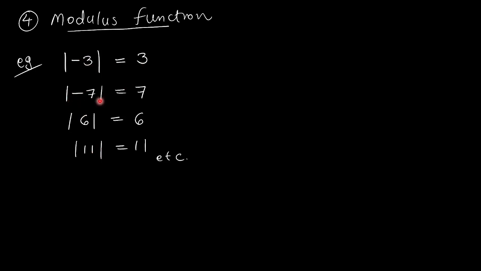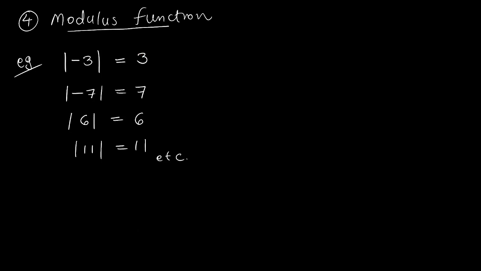Here mod -7. The mod is a tool which is used to remove the negative sign. Mod -7 is 7. Negative sign removed. So if there is a negative number inside the symbol, you just remove it. But for a positive number, we just copy the same number, since there is no negative sign. But for a negative number, we just remove the negative sign. That is the definition of modulus. Understood? Clear? Yes, sir.